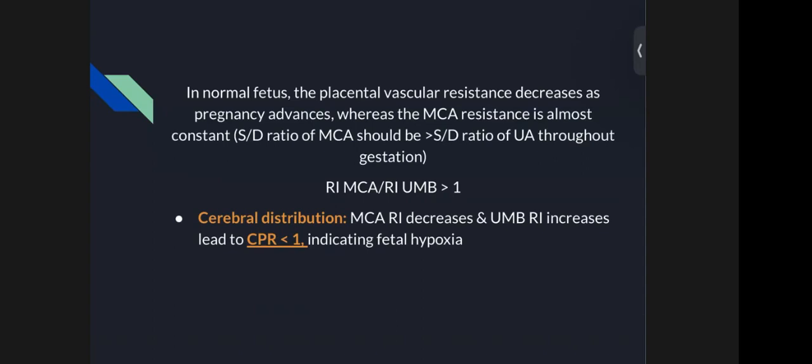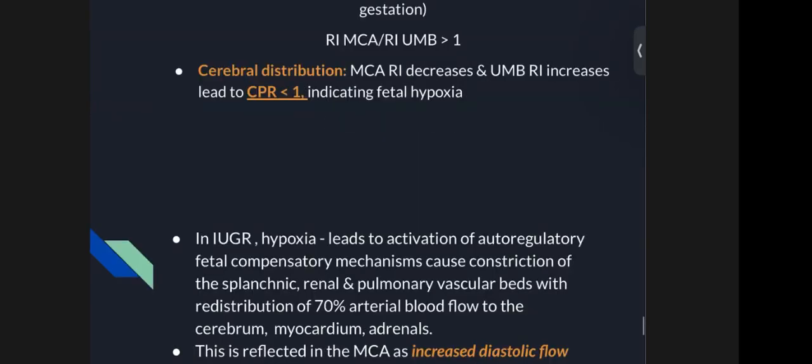In normal fetus, the placental vascular resistance decreases as pregnancy advances. We got that point. We understood that point. Whereas the MCA resistance is almost constant. So S by D ratio of MCA should always be more than S by D ratio of umbilical artery. MCA RI decreases and umbilical RI increases, leading to CPR less than 1, indicating high fetal hypoxia.